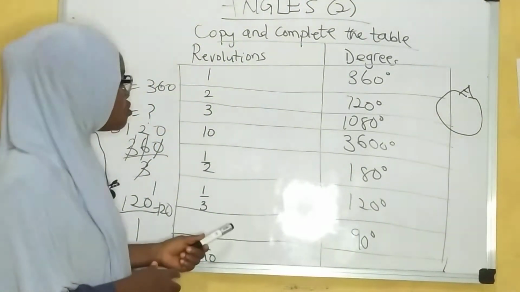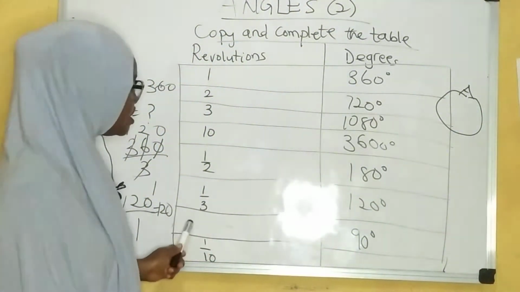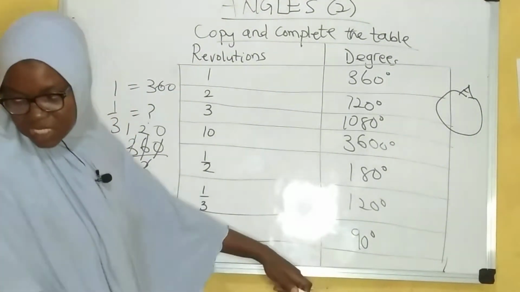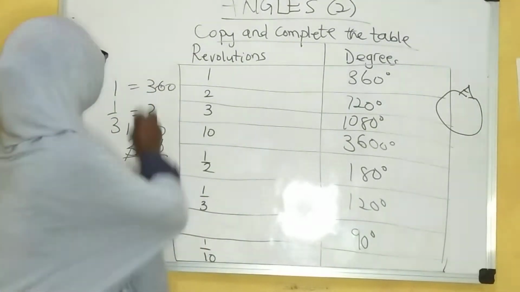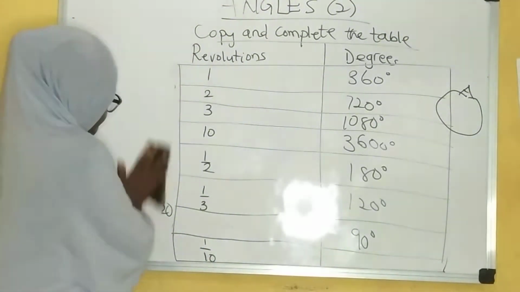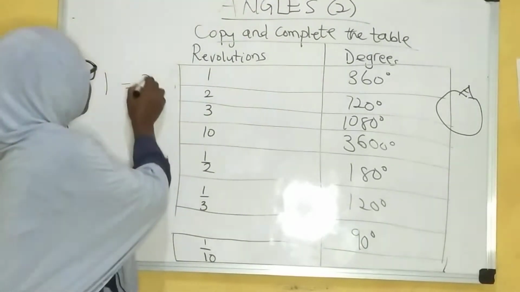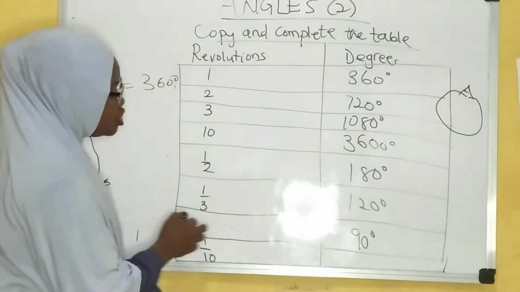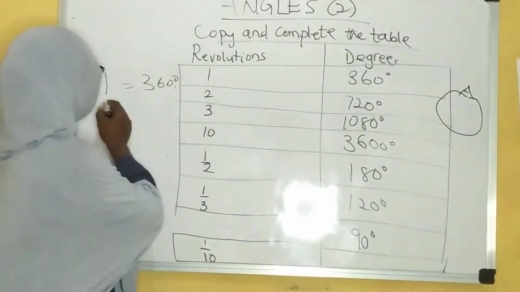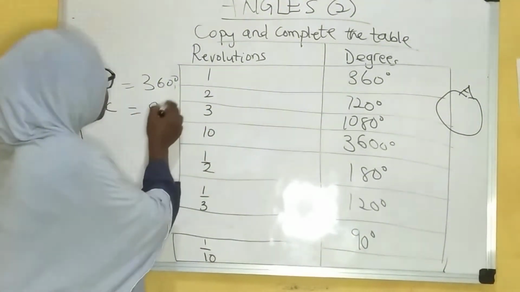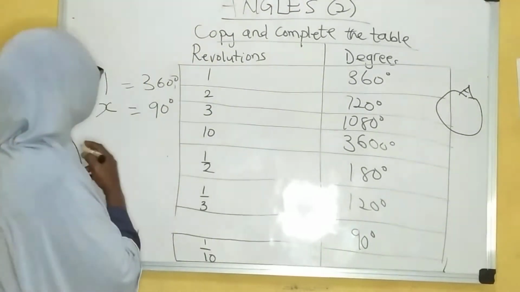Now the next one we want to move on to is this. I'm not giving the number of revolutions here, but I have the degree equivalent, which is what? 90 degrees. So let's find out. Because I know that one revolution is what? 360 degrees. Do you understand? So how many revolutions, represented by x, will now give me what? 90 degrees. Is that clear? Let's see what we do.